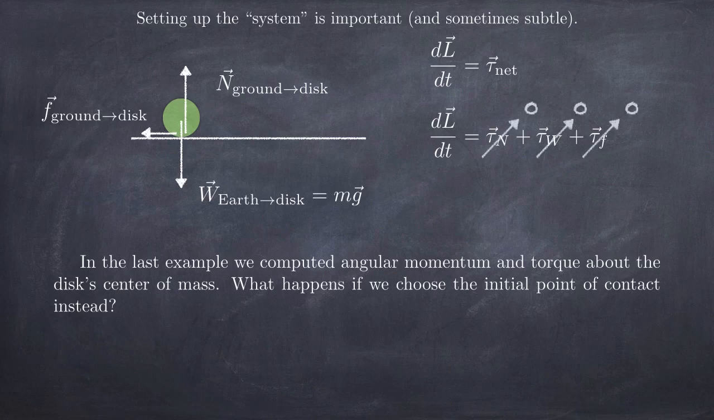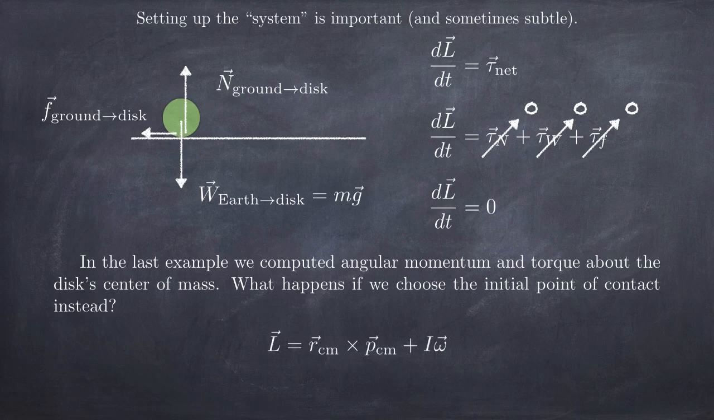So we have the sum of the torques is 0. That means the rate of change of the angular momentum is 0. That means the angular momentum is actually constant in this case. How can that be? Let's look at the angular momentum.